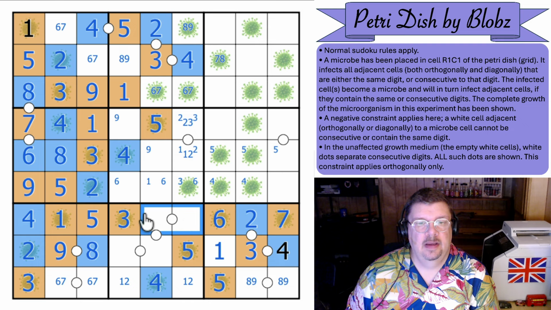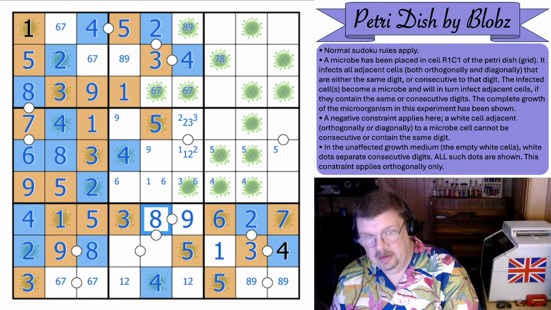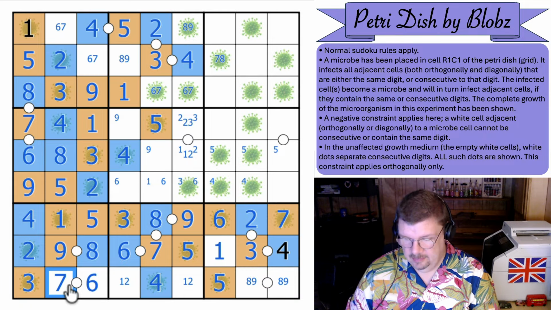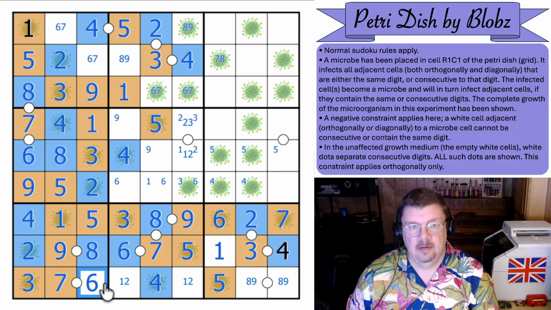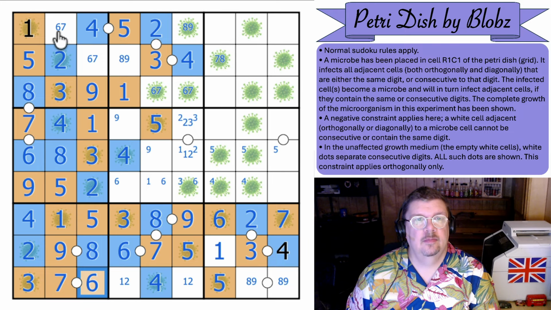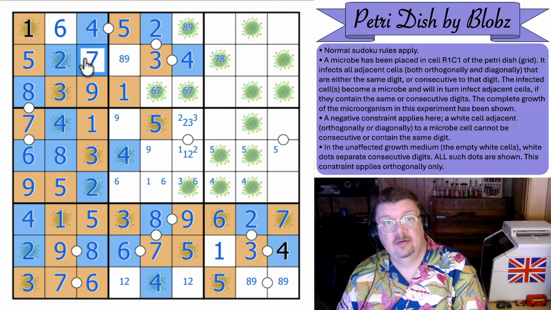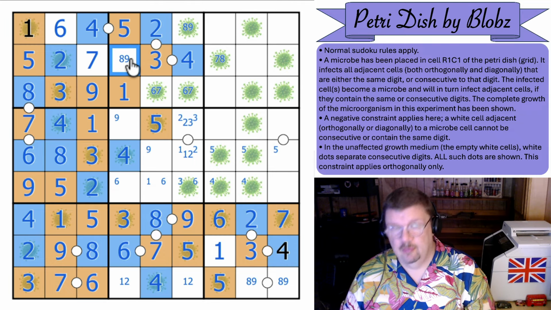That is 8, 9. That has to be 9, 8, 7, and 6. Very nice. There would be a white dot there if that were a 7. So that's a 6 and that's a 7. There we go. And that makes that 6 and that 7. There would be a white dot there if that were an 8. So that's a 9.